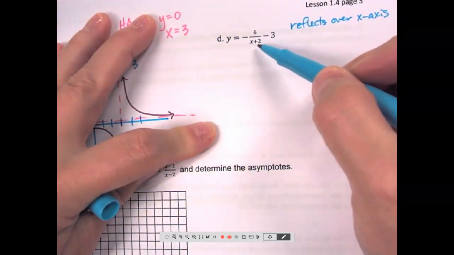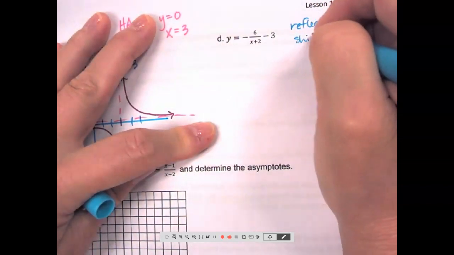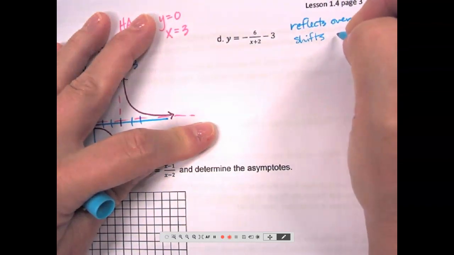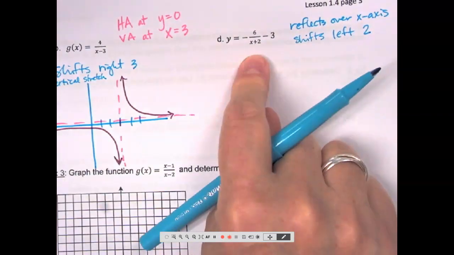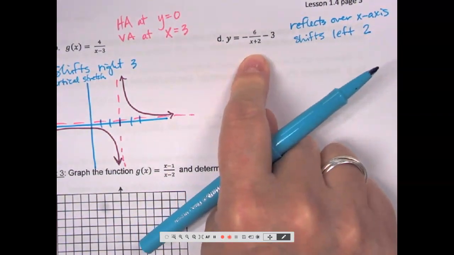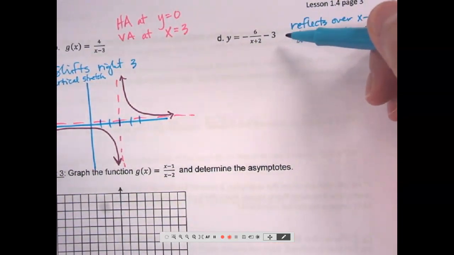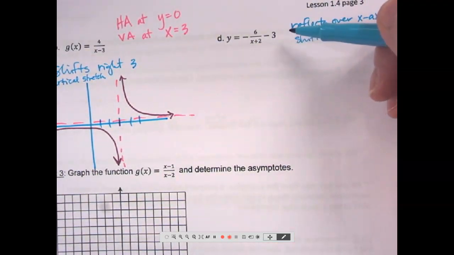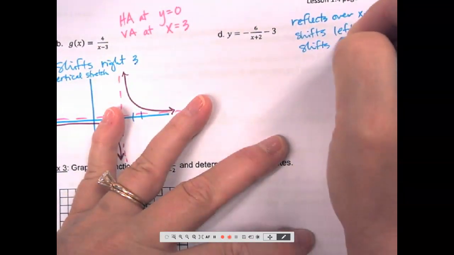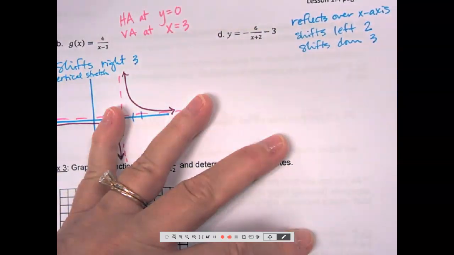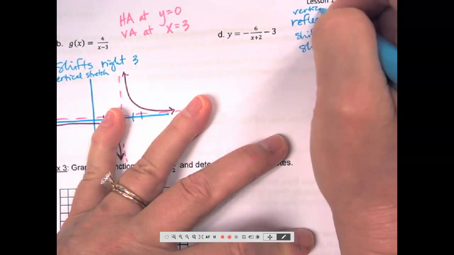Tell me about this plus 2. Shifts left 2. And you should be able to visibly see that on the graph. But even without graphing it, I know it's going to shift left 2 because of this plus 2 inside that fraction. But what about the minus 3 after the fraction? Down 3. And it does have a vertical stretch. I'll put that up there.